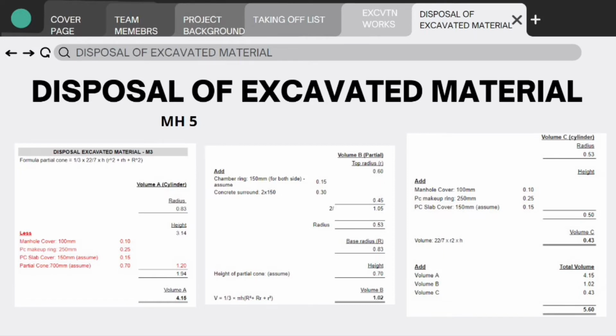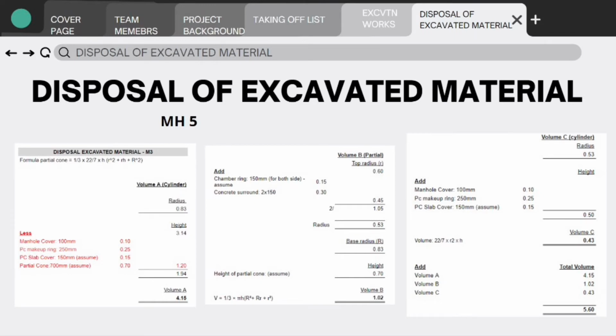For MH5, we have divided it into three parts, which are volume A, volume B, and volume C. Volume A is a cylinder, volume B is a partial cone, and volume C is also a cylinder. For volume A, the radius 0.83 is taken from the excavation works calculation. The height 3.14 is also taken from the excavation, but we need to deduct manhole cover 100 mm, PC makeup ring 250 mm, PC slab cover 150 mm, which we assume because it's not given in the drawing, and partial cone 700 mm, which we also assume, to get a total of 1.94.